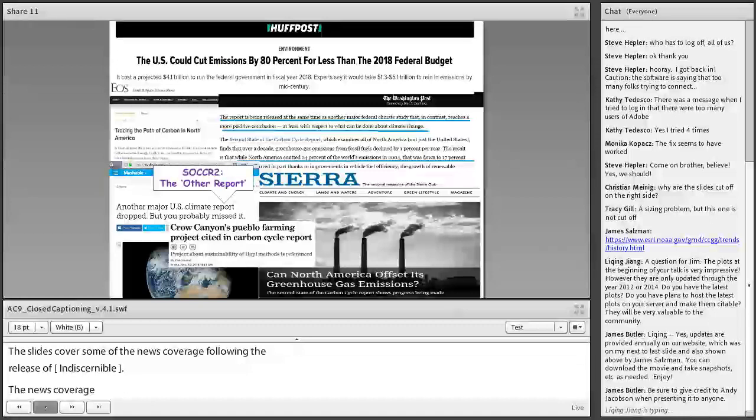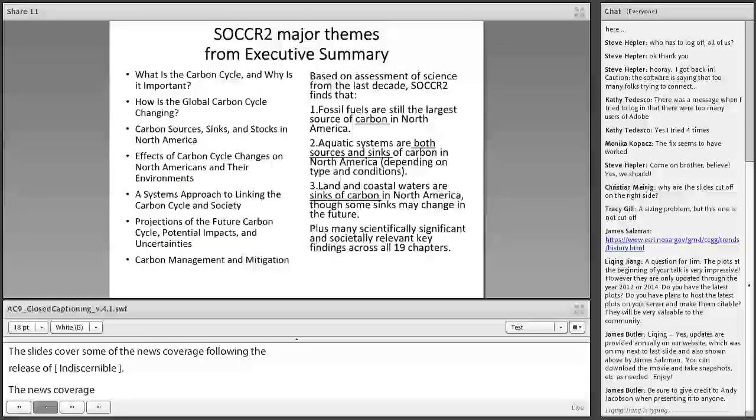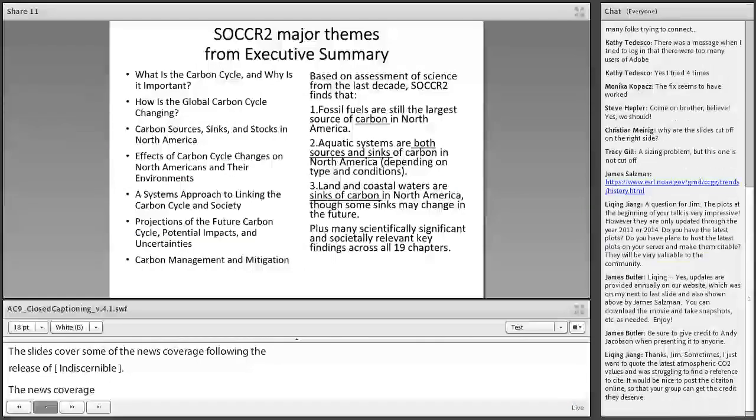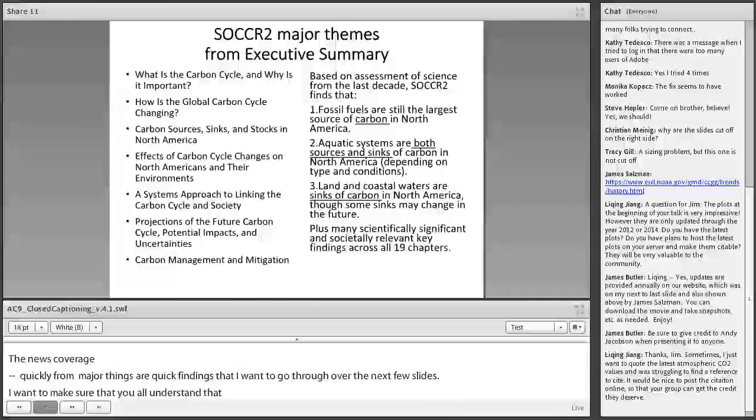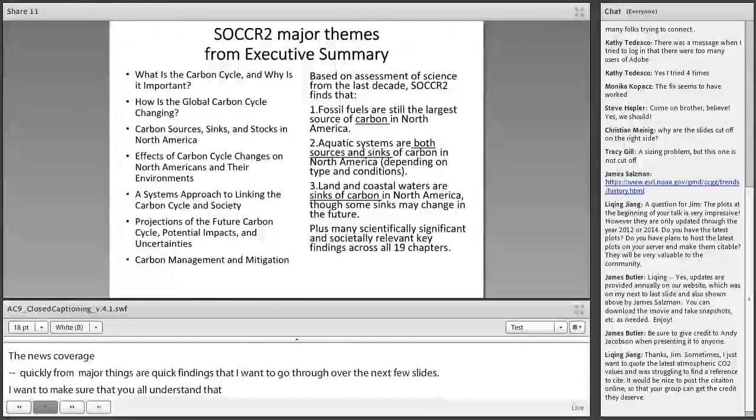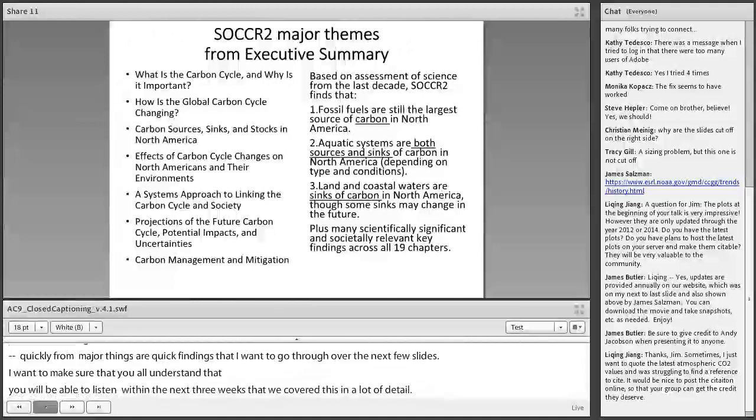Quickly, some major themes, quick findings that I want to go through over the next few slides. And I want to make sure that you all understand that the next few Tuesday talks that you will be able to listen to in the next few weeks will cover all of this in much more detail. And so please don't forget to log in to listen to those talks in the next few weeks. I'll be going very quickly at a very high level.